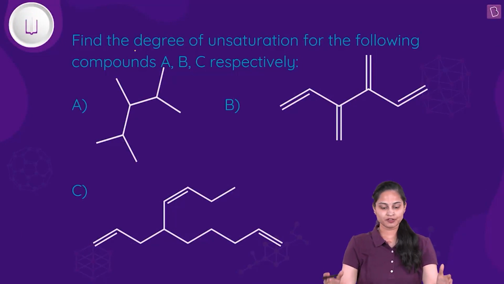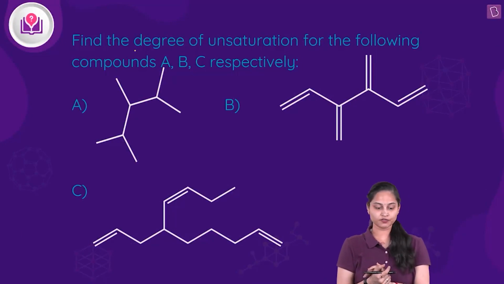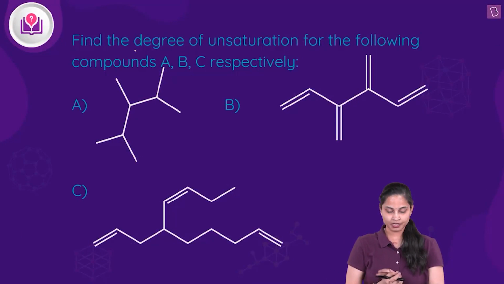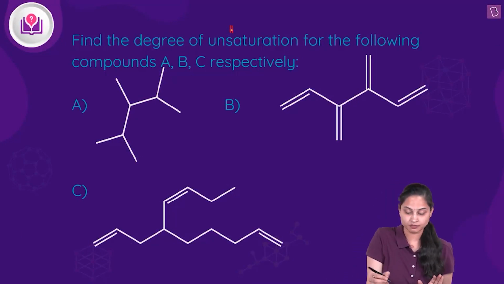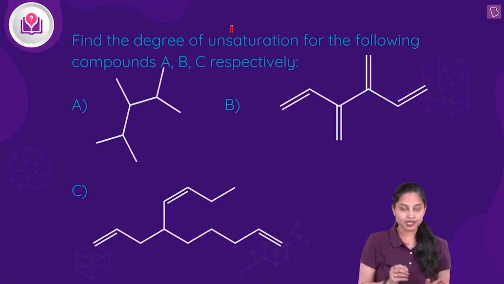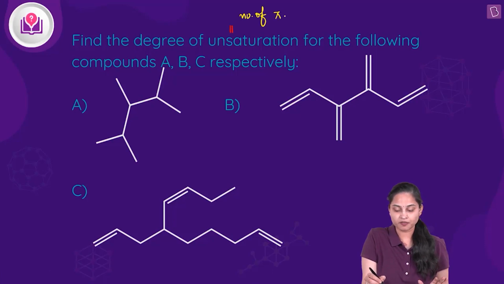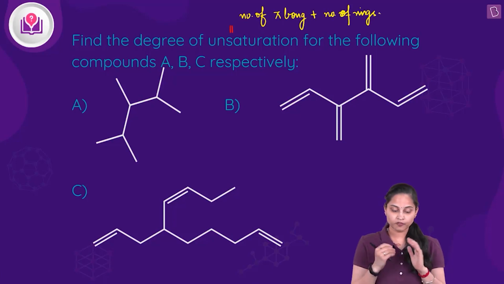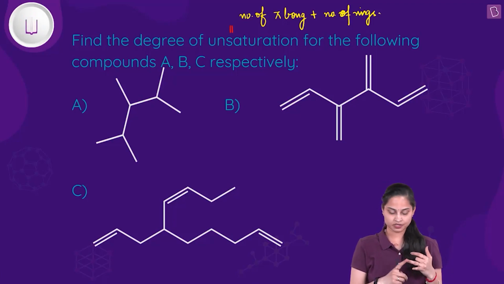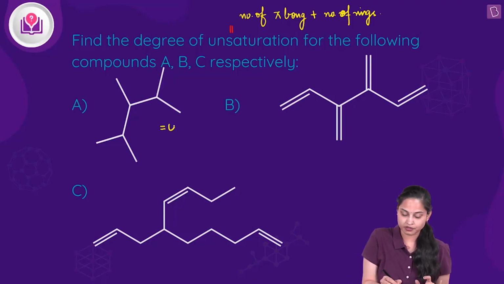Question over here is, find the degree of unsaturation for the following compounds A, B, and C. See, over here the compounds are given to me, and the degree of unsaturation is basically equal to the number of pi bonds plus the number of rings present in the given compound. Over here, for option number A, we do not have any pi bond or ring, so the degree of unsaturation for option A is 0.